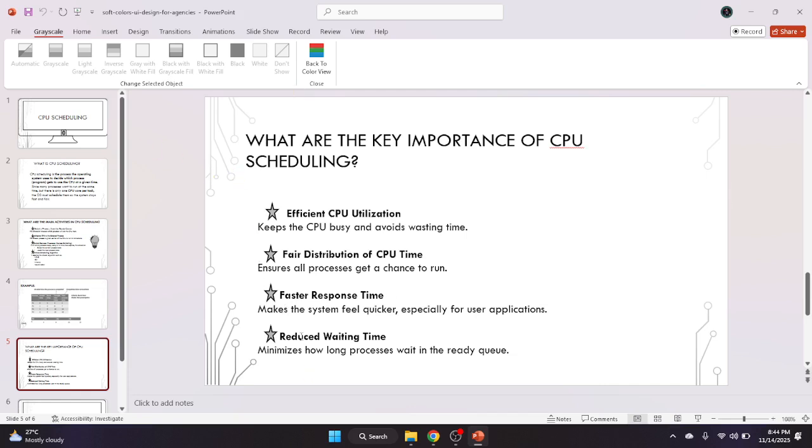The last one is reduced waiting time. It minimizes how long processes wait in the ready queue. Waiting time is how long a process sits in the ready queue before it gets CPU time. A well-designed scheduler organizes processes in a way that minimizes this waiting period. Shorter waiting time means processes finish faster, improving the overall efficiency of the system.